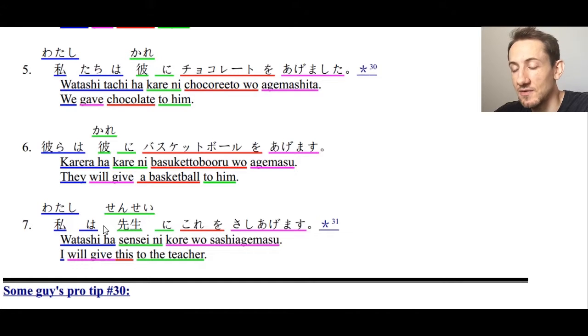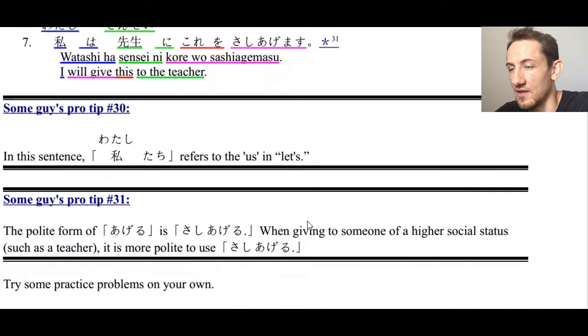And number seven, 私は先生にこれを差し上げます。I will give this to the teacher. If you're confused by this sentence, that's natural. Ageru means to give, but the polite form of ageru is sashiageru. So I'm giving a present to the teacher, and the teacher is above me. I want to be polite, and so I use sashiageru. This is just an extra note. Don't worry about this now, but you might see sashiageru later, or you might try to use it when someone is above you socially and it's very polite.